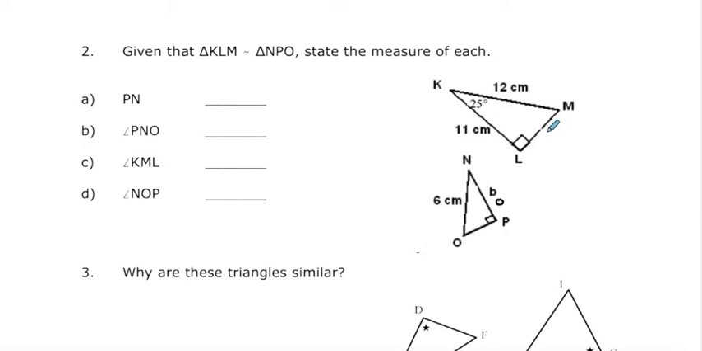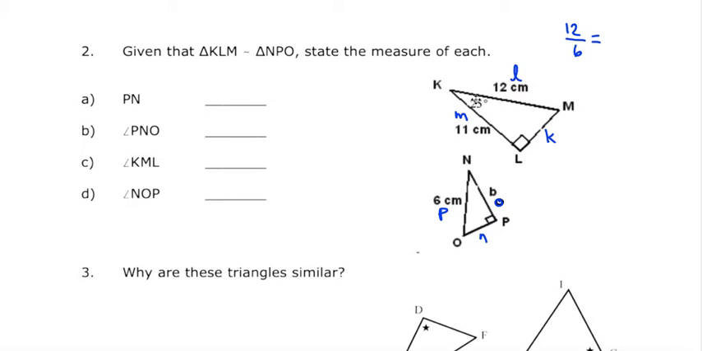So across from K is K, across from L is L, and across from M is M. I'm going to do the same thing for my small triangle. Across from N is N, across from P is P, and across from O we already said was O. And now I want to set up what sides are going to be in proportion to each other. Well, I know that my hypotenuses have to be in proportion to each other. So 12 is in proportion to 6.